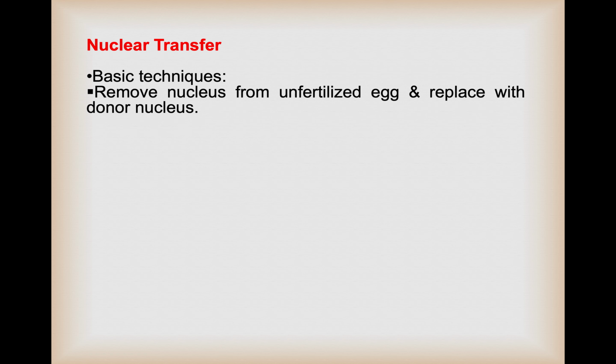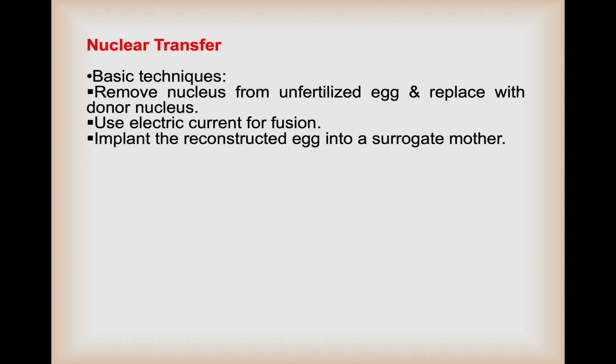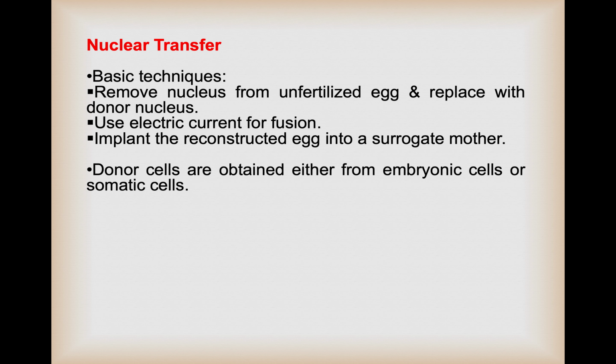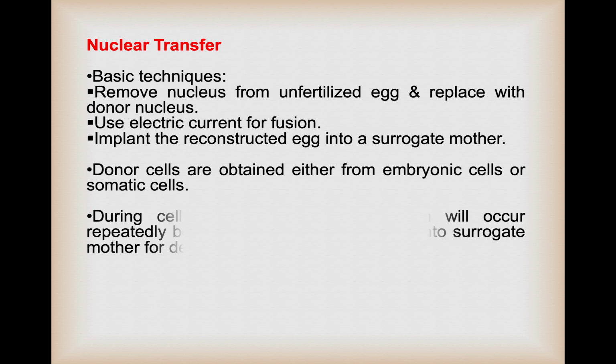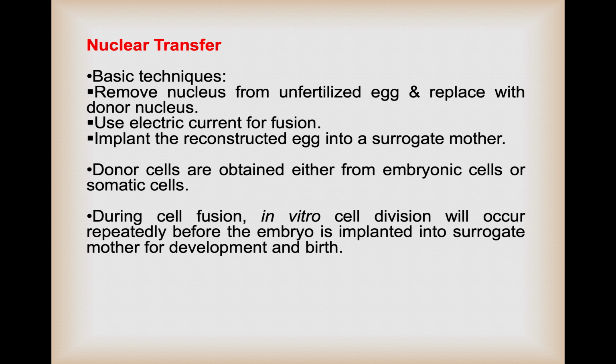So the basic technique of this nuclear transfer is to remove the nucleus from an unfertilized egg and replace it with a donor nucleus, and use electric current for fusion and for cell division, and then later on implant the reconstructed egg into the surrogate mother, and hopefully after enough time it will give birth to the founder animal. So the donor cells are obtained either from embryonic cells or somatic cells. It doesn't really matter at this stage, because the special thing about this method, as you can see at the last point, is that it could determine the sex. You could actually choose whether you want it to be male or female.